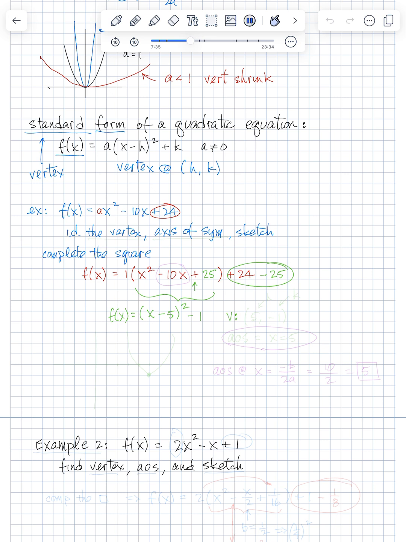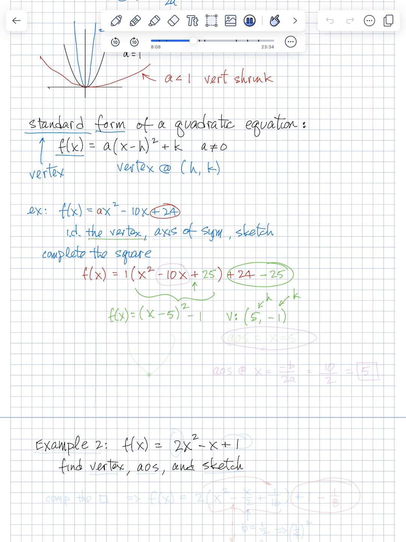Vertex, we're just going to put 5 and negative 1. Because remember, it's x minus h. So h is 5, k is minus 1. This is h, and this is k. Okay, so now we identified the vertex.